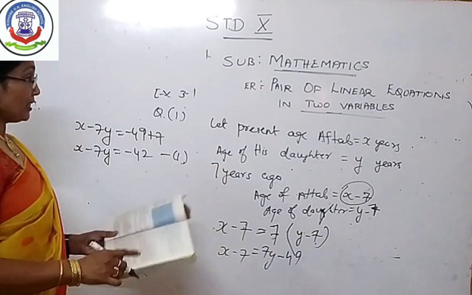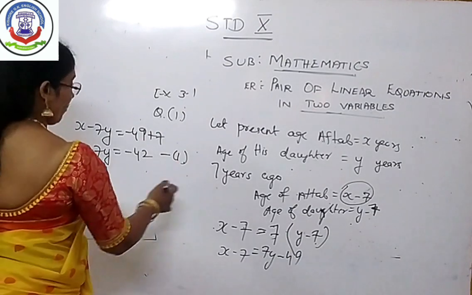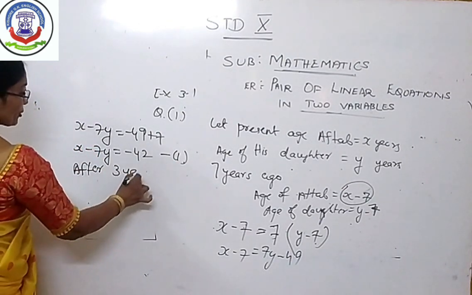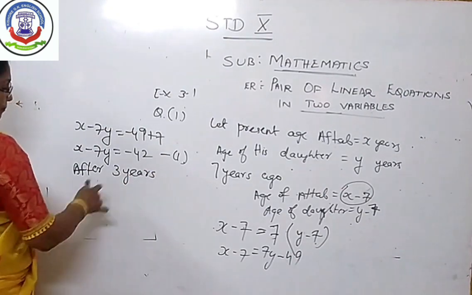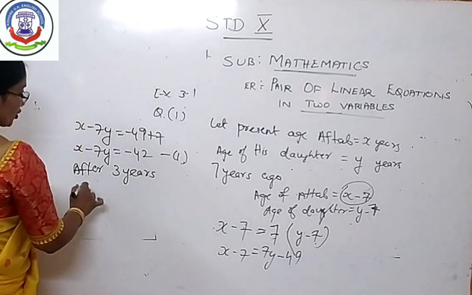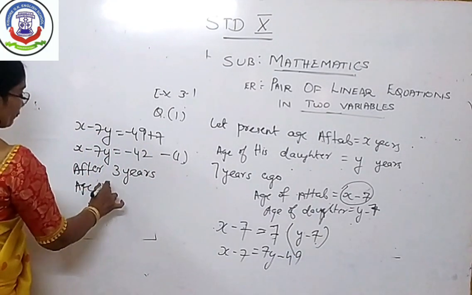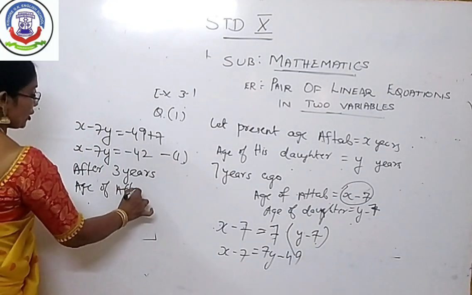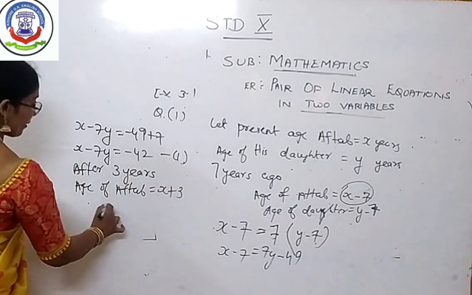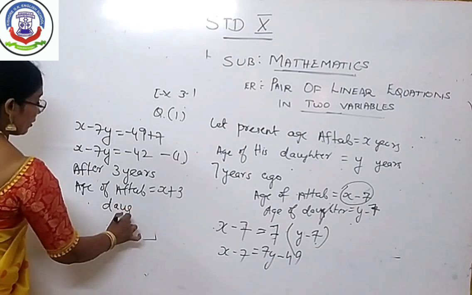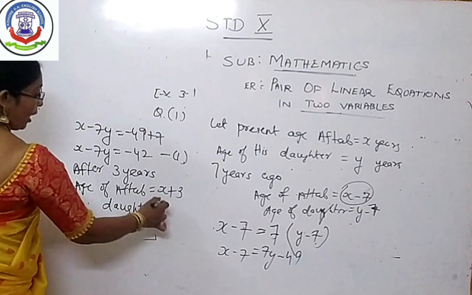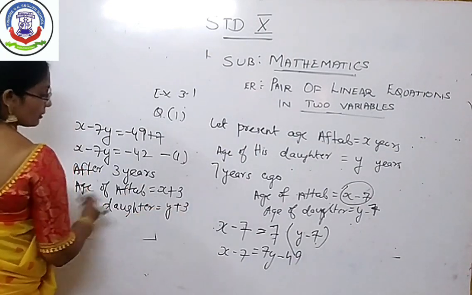3 years from now means after 3 years. First equation you got. For the second equation, what is the clue given? After 3 years, the ages of Aftab and his daughter will have changed. What will be the age of Aftab? Present age is x. Therefore, after 3 years, it will be x plus 3. Present age of the daughter was y. So now it will be y plus 3.